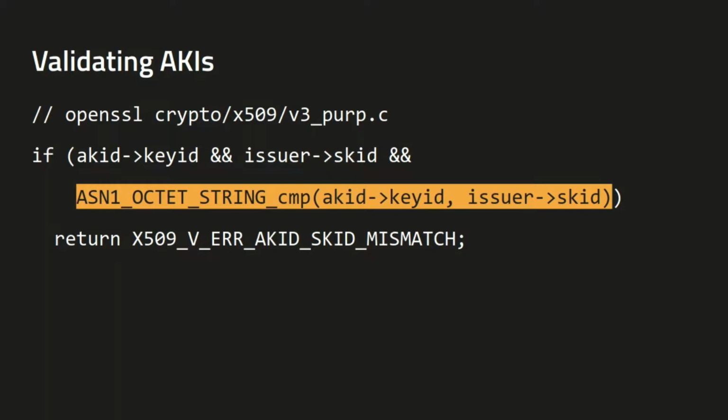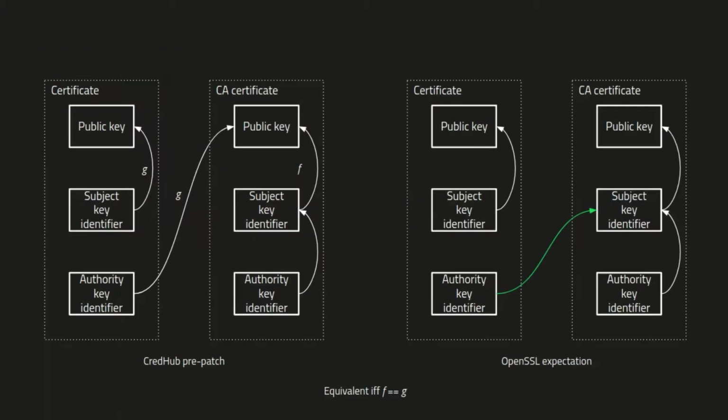If the certificate has an authority key identifier and the issuer, i.e. the CA, has a subject key identifier, then in order for the certificate to be valid, the authority key identifier and the subject key identifier of the CA must have the same ASN1 string representation, otherwise the certificate is invalid. On the left, we see CredHub's behavior for generating certificates, and on the right we see OpenSSL's expectation for how certificates should be generated if they have subject key identifiers and authority key identifiers.